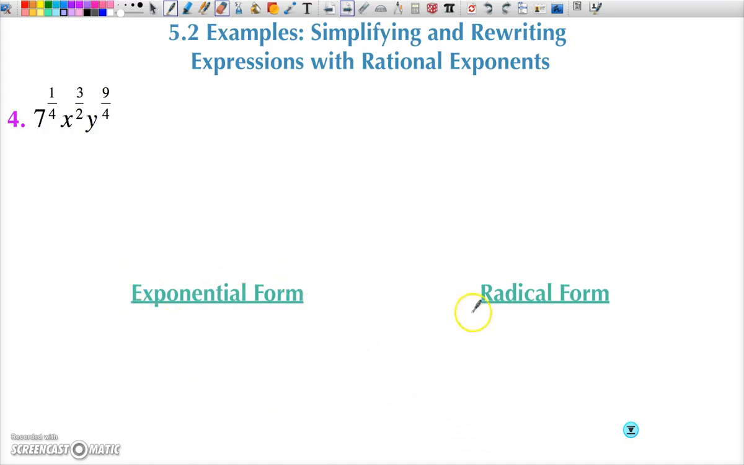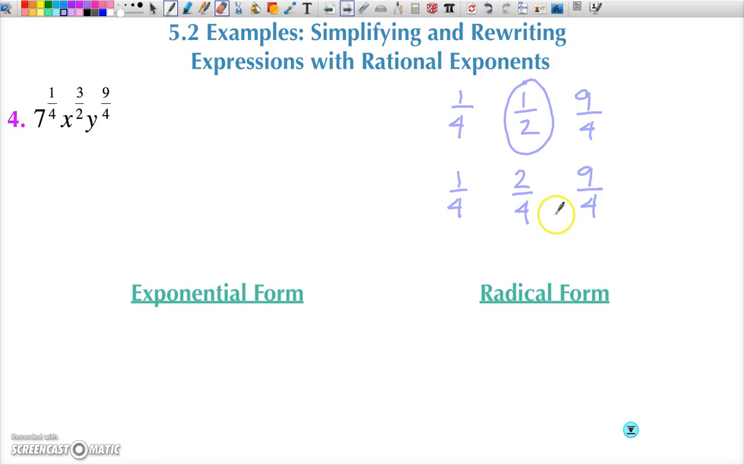Our fourth example here, you'll see that we have all rational exponents, and what I want is one exponential form and one radical form. Well, we need all of those fractions to match. So 1/4 and 1/2 and 9/4. We want them all to have the same denominator. Well, really the only one that needs to change is this one right here. And if we make it 1/4 and we make this one become 2/4 and keep this one as 9/4, what did I get 1/2 from? Holy moly, guys, I'm sorry. 1/4.